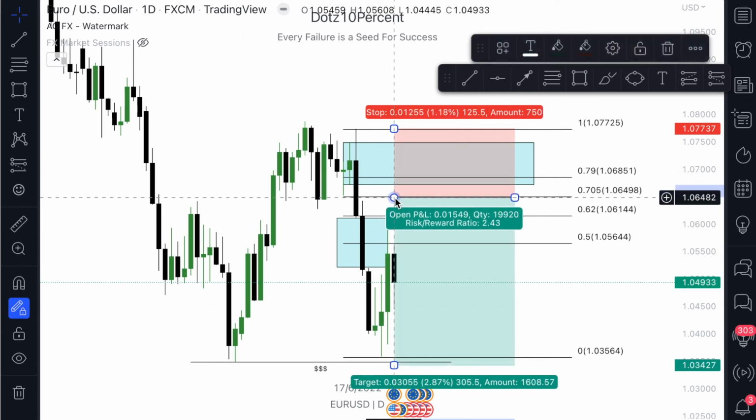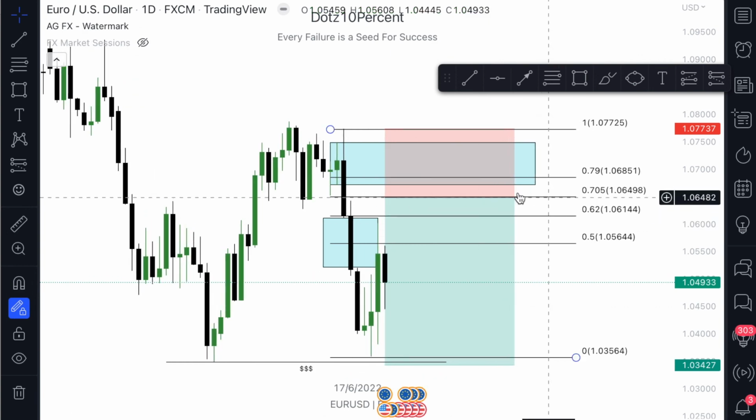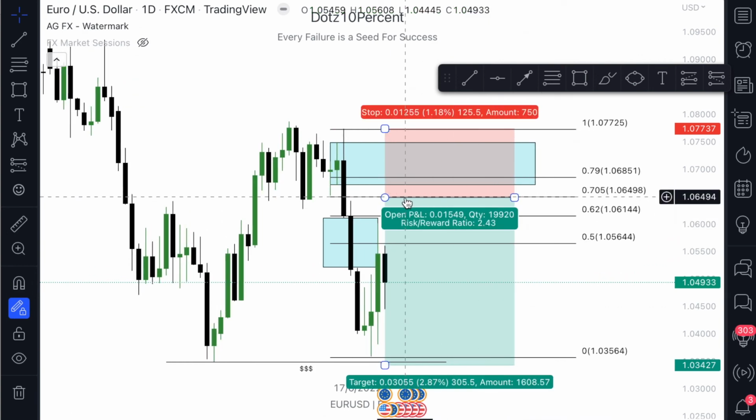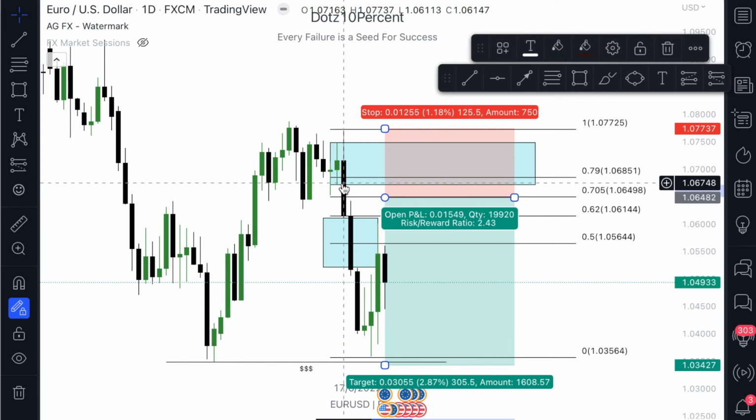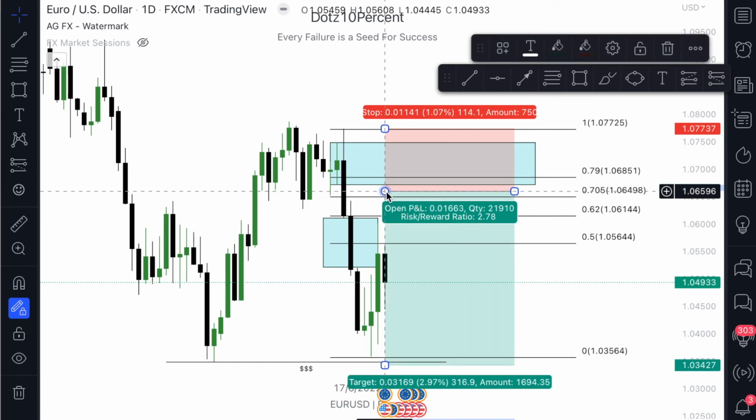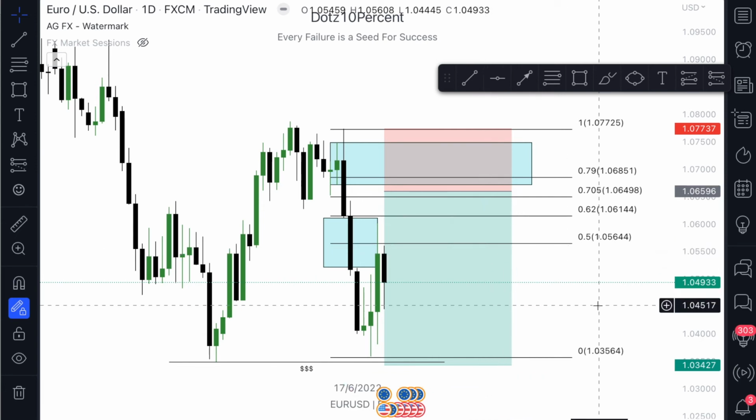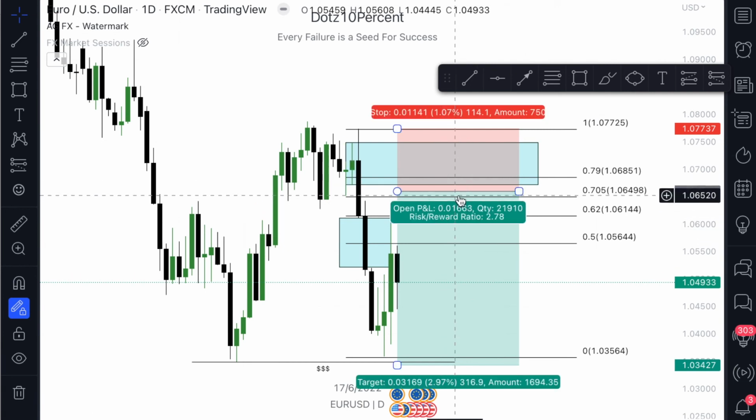So when I have several points of interest in my OTE, I'll just pick one, usually around the middle, so around the 0.705. And of course there's an imbalance here. So what I could have done is taken the 50% of this imbalance, or rather I will potentially take this because price hasn't come up here yet. And then that offers me a good RR, 1 to 2.78, and it is in premium. It still checks all my boxes.